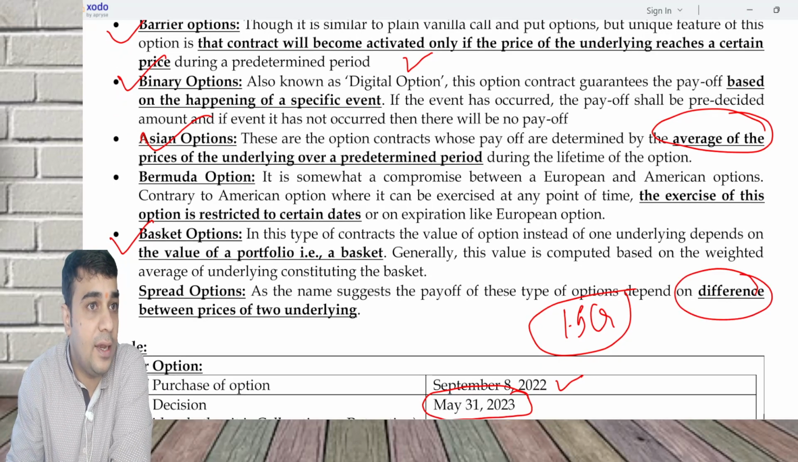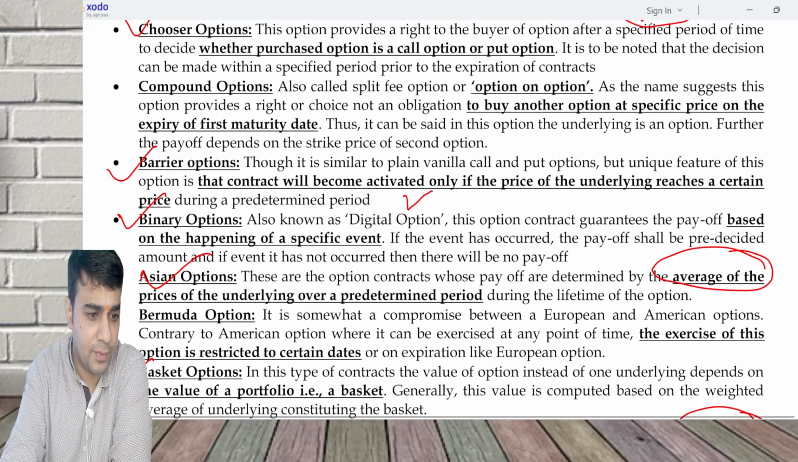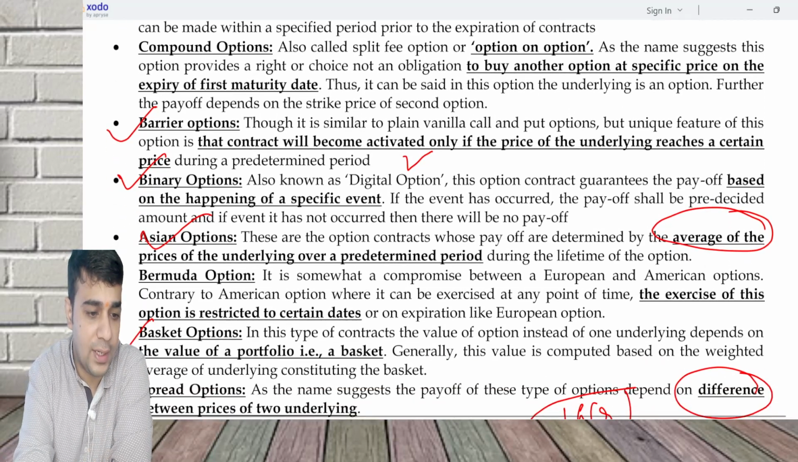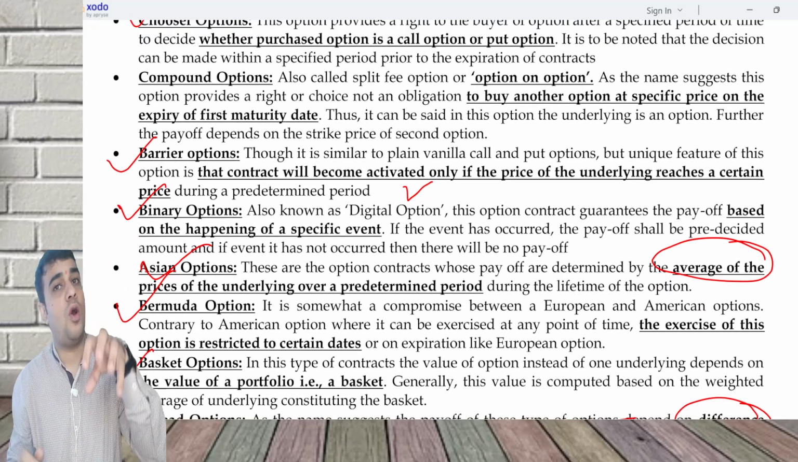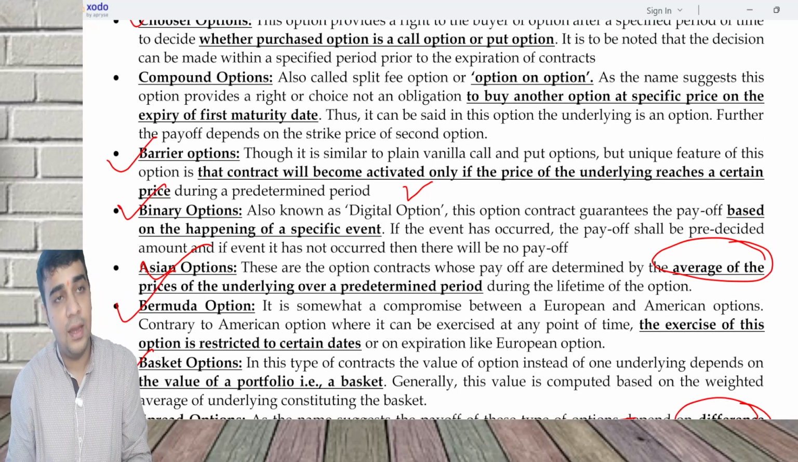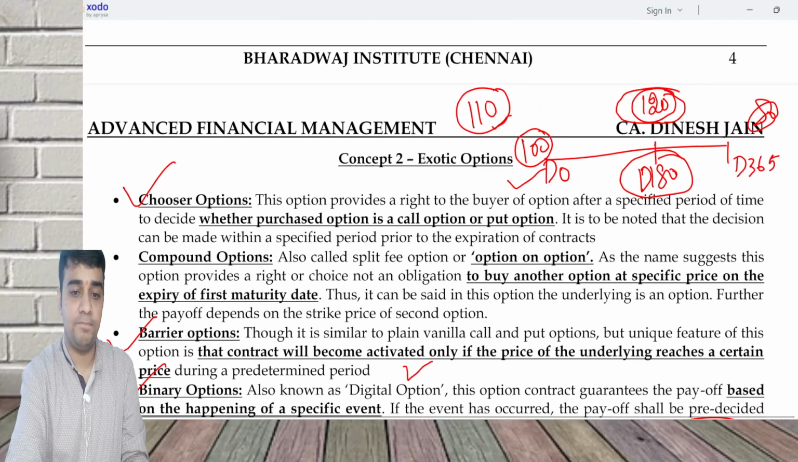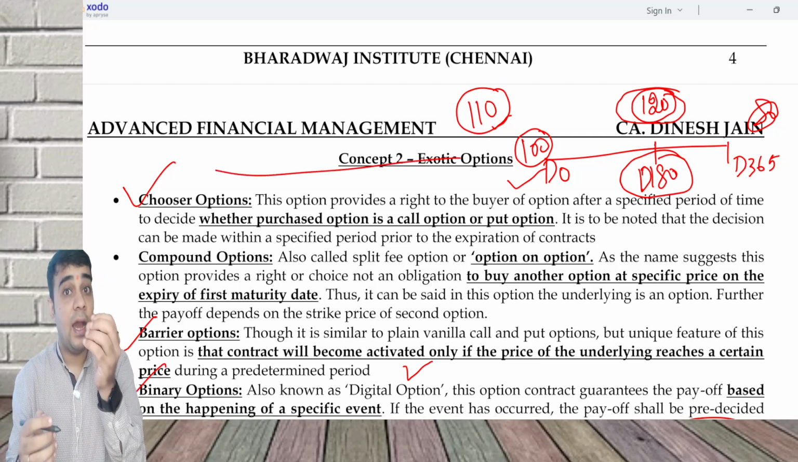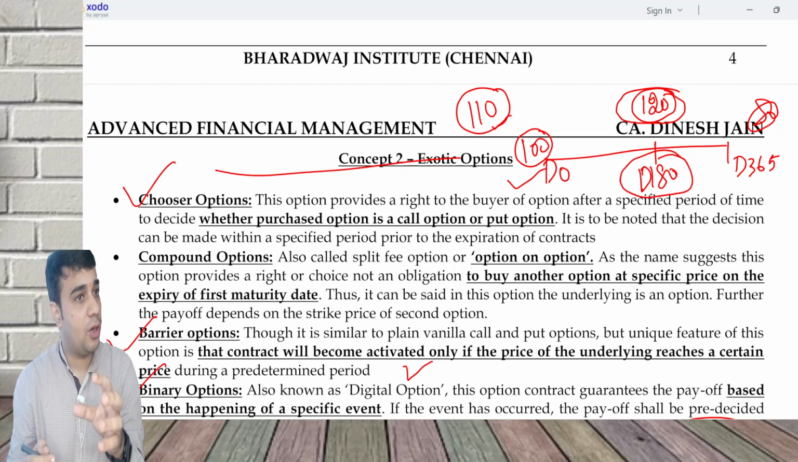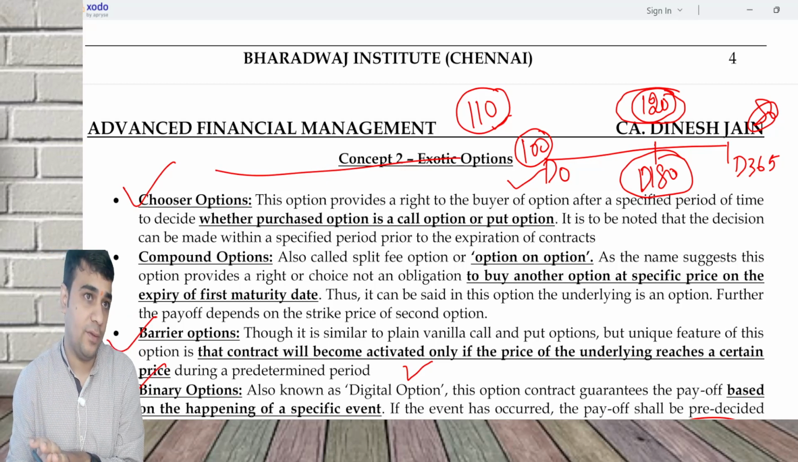You are going to look at the difference in the prices of the two underlying assets. Compound I'll discuss. Bermuda option basically gives you the option to exercise at a few specific dates. Now what is a compound option? I bought a call option today. Let's assume the life is 1 year. After 3 or 6 months, you will be given an option to buy another call option, provided certain conditions get satisfied.